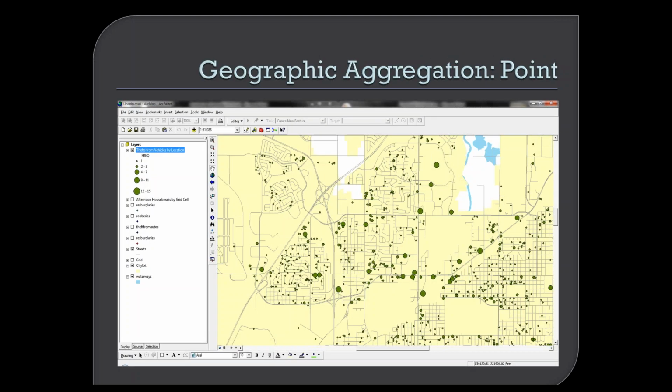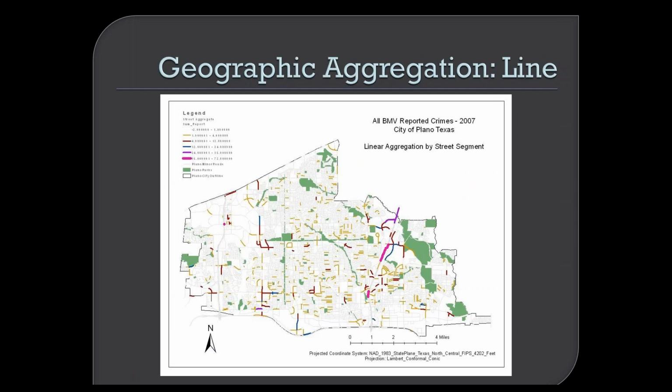So some examples. This is simple geographic aggregation, just counting a bigger dot where there are more points. Here's aggregation by line, which is color coding and increasing the thickness of the line where there are more incidents. In this particular case, we're looking at burglaries of motor vehicles in Plano, Texas. And there's a bigger line and a different colored line when there are more burglaries along that particular street segment.